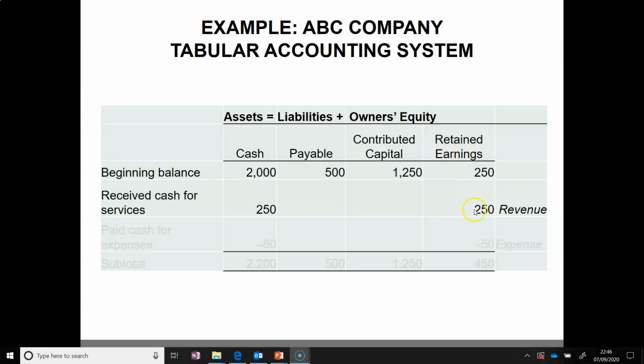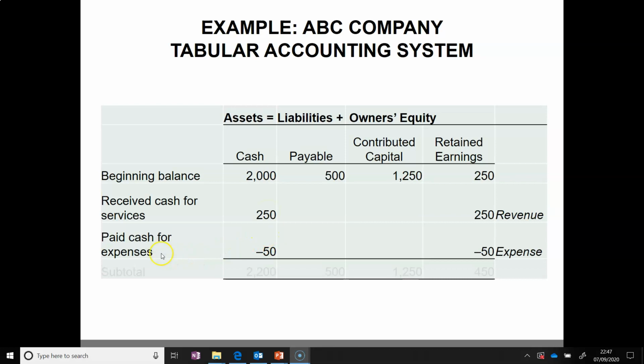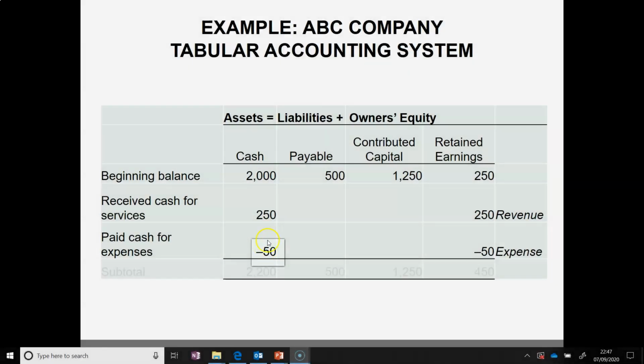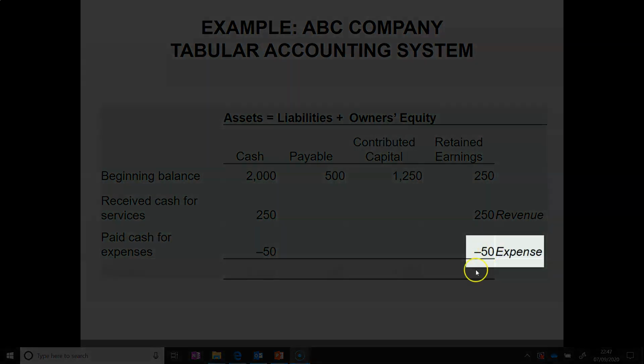As we discussed, the accounting equation is on the double entry system. So we have two entries for every transaction. That is, every transaction involves at least two accounts. The second transaction involved payment of cash expenses of $50. So we see that cash is reduced by $50 here as a line item, and also retained earnings have a reduction of $50 due to expenses.